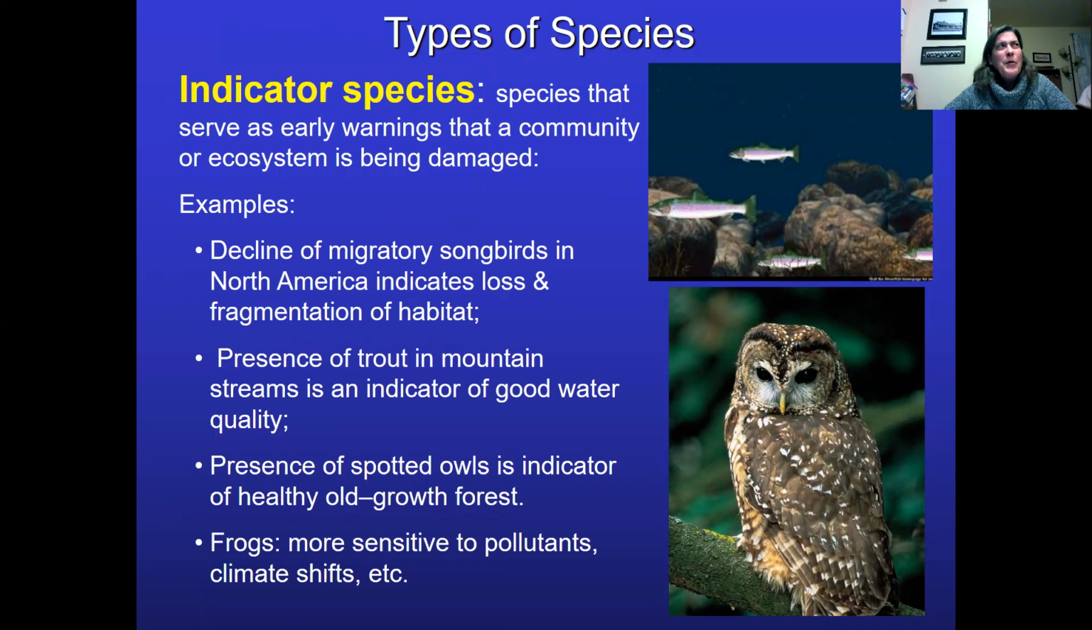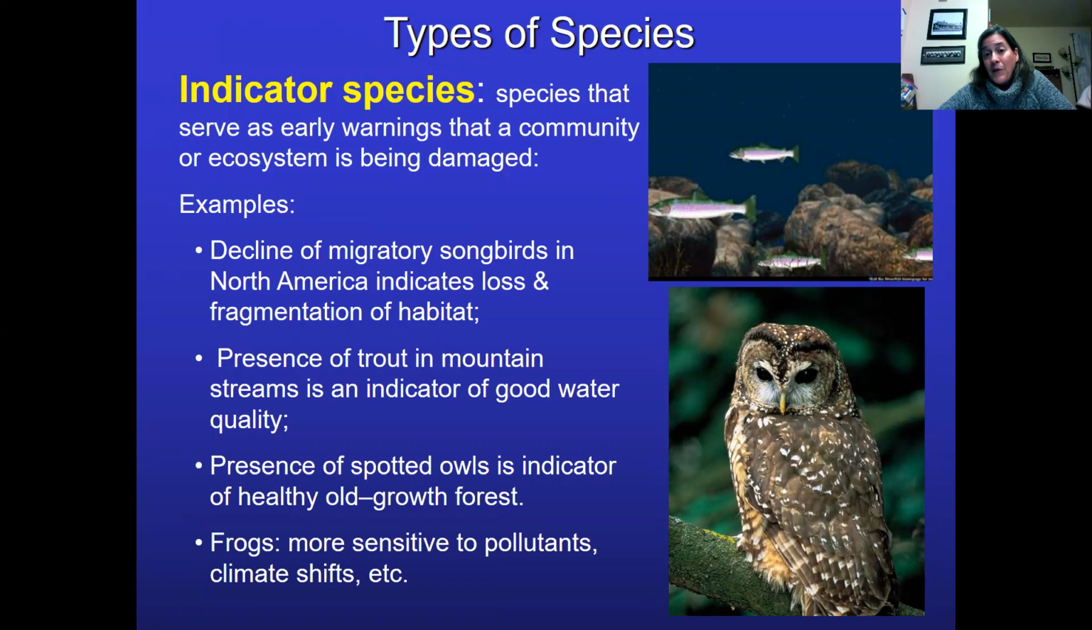And then other species types. Indicator species, again, most of these are pretty self-explanatory. They serve as early warning signs, the canary in the coal mine species, which is a phrase I get tired of in environmental science. But these are species that are highly sensitive to their environment, and often if you see their population start to decline, it's a sign that the ecosystem's in trouble. So the decline of migratory songbirds is a sign of habitat loss.